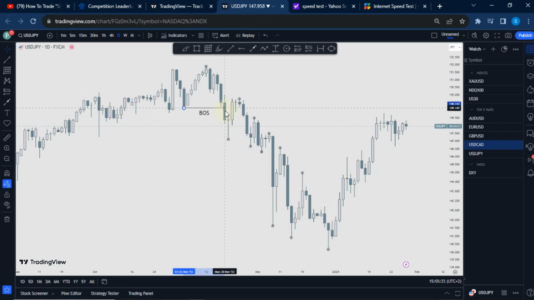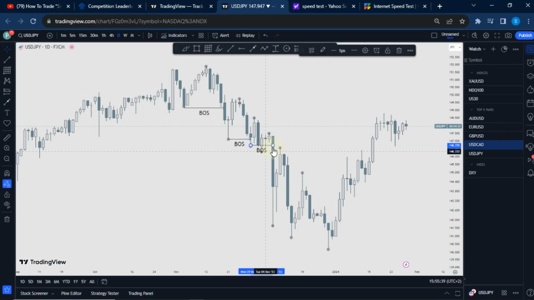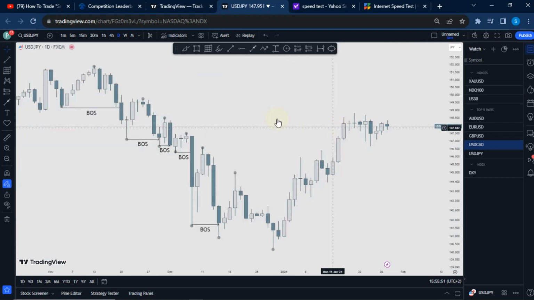As you can see, BOS stands for break of structure, and also here we have our BOS, and then here we also had our break of structure, and also here we had our break of structure, and also here we had our break of structure.